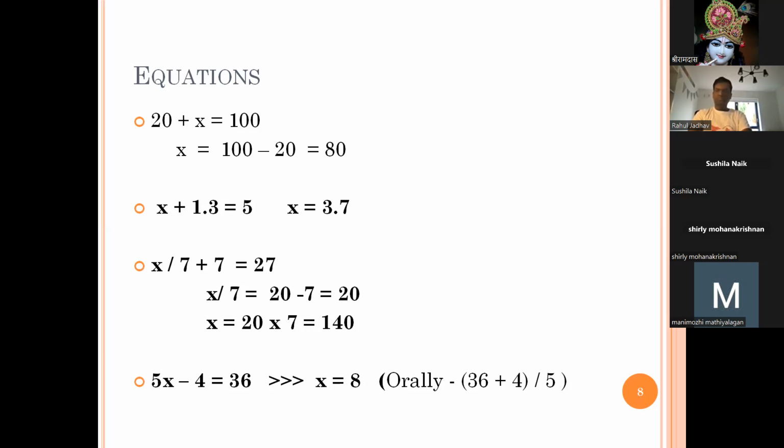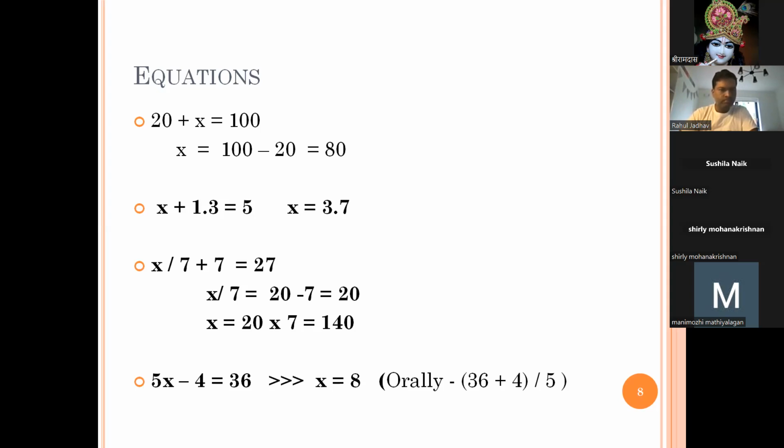What is important in solving the equation? That we should be doing it orally. That is the main intention. It's not like we are going to solve it by paper and pen. We should be able to just look at the equation and solve it on our own, in our mind. Say for example, 5x minus 4 equals 36. So 4 plus 4 becomes 40. 5 multiply, when it goes to the right, will be divide. So 40 divided by 5, the answer is 8. Clear?